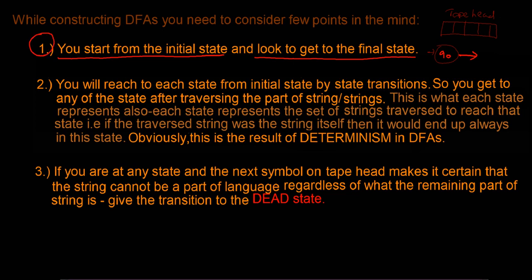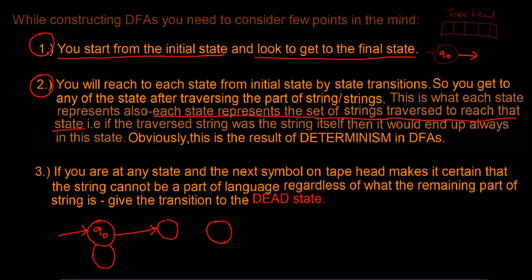This is part one. The second part is this. However many states that you are going to define in a DFA, each state represents something. And what is that? Each state represents the set of strings traversed to reach that state. Because initially you are at Q0. You must see some symbol to go from Q0 to any other state. There has to be a move from Q0 to some other state. There may be a move from Q0 to itself.